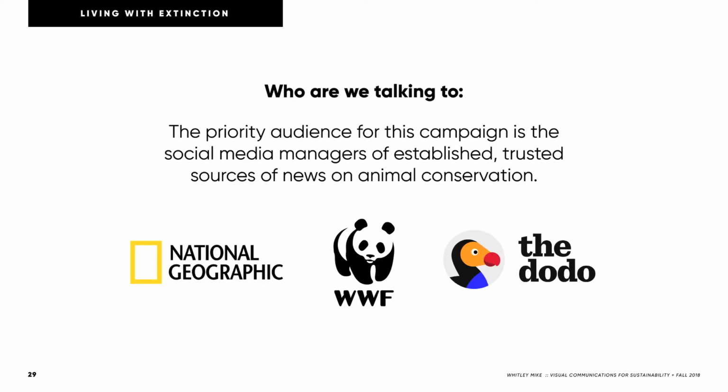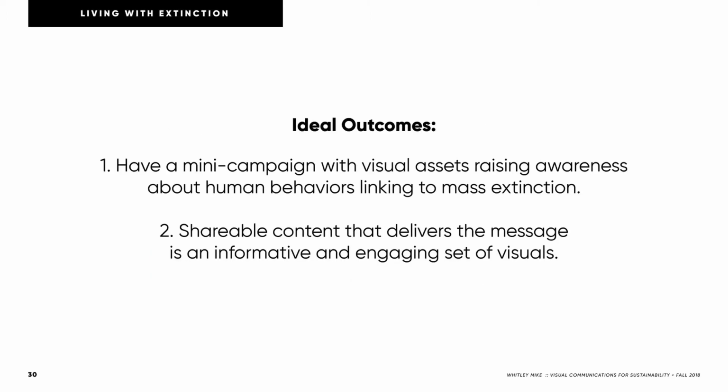So who are we talking to? The priority audience for this campaign is the social media managers of established, trusted authorities on animal conservation. Instead of starting from scratch, creating visuals that institutions like the National Geographic, World Wildlife Fund, and the Dodo would share on their channels would get the message out quicker to a larger number of people. The ideal outcome for this project would have a mini campaign with visual assets, raising awareness about human behaviors and linking them to mass extinction. The result is shareable content that delivers a message in an engaging set of visuals.